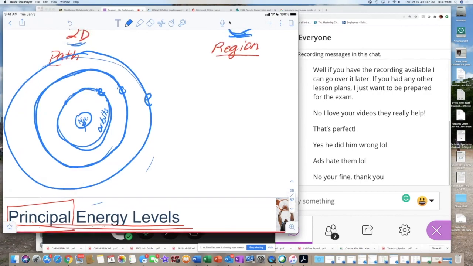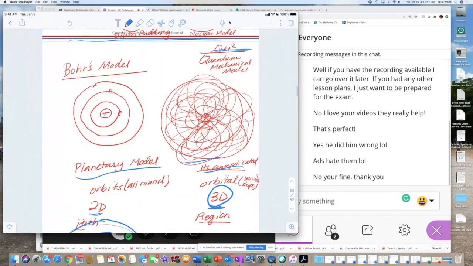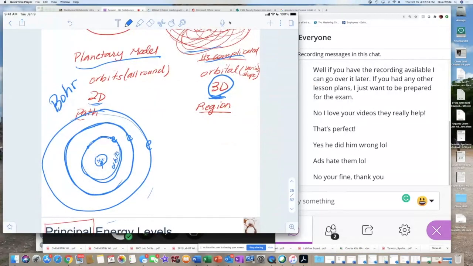But in the 3D quantum mechanical model, we're saying no, electrons are not stuck to a highway. They can actually float. This kind of reminds me a little bit of the Jetsons versus this. The electron is not stuck to a highway on the ground, the way Bohr is talking about it. The electron is actually in a 3D region around the nucleus. So instead of a circle, we now have a sphere.